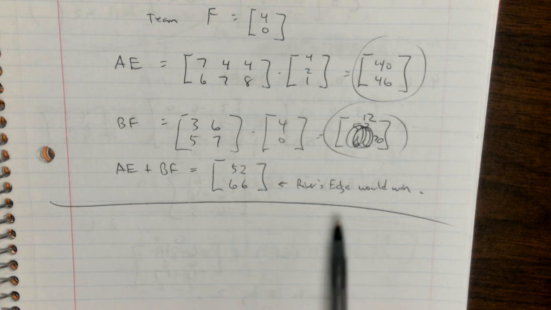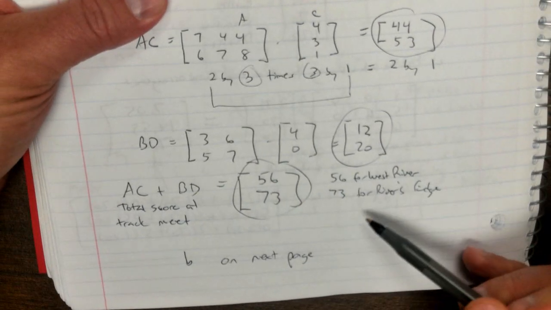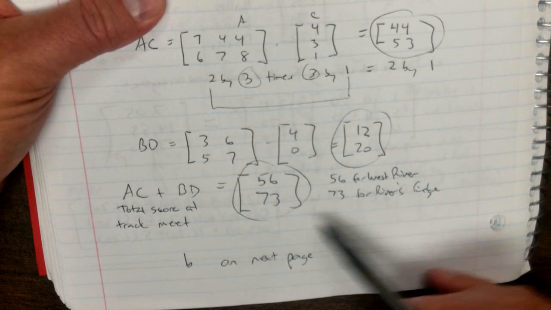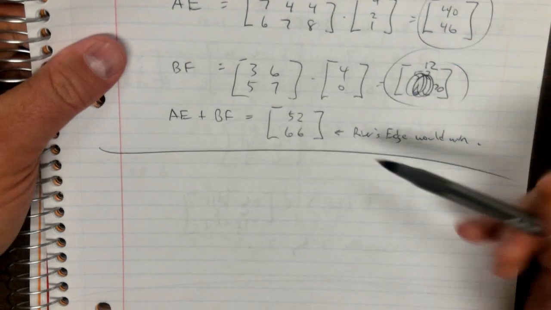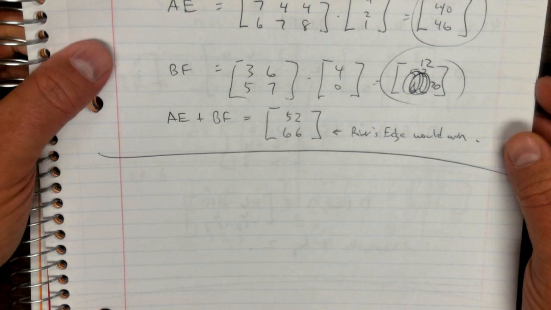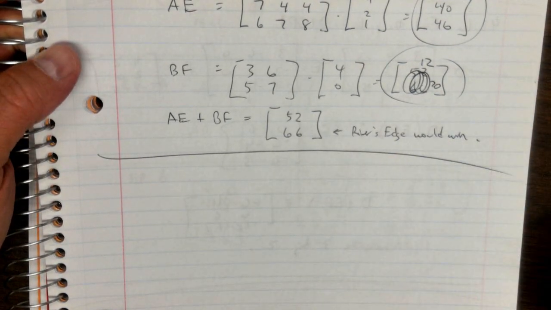So in this case River's Edge would win, which was different from, well, I guess River's Edge won both of them. This one had them winning 73 points and this one was 66. But the meet was closer.